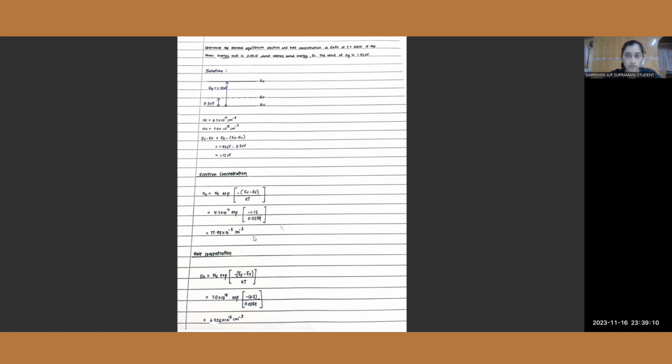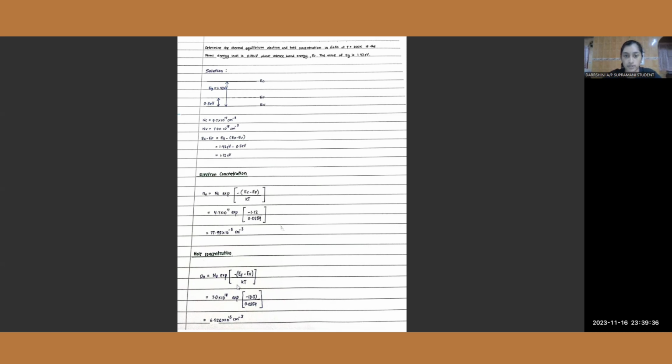For the hole concentration, the step is the same as for the electron concentration, but there is a slight difference in the formula. For the electron concentration we use NC. For the hole concentration, we have to change the NC to NV. Apart from that, we change EC minus EF to EF minus EV.